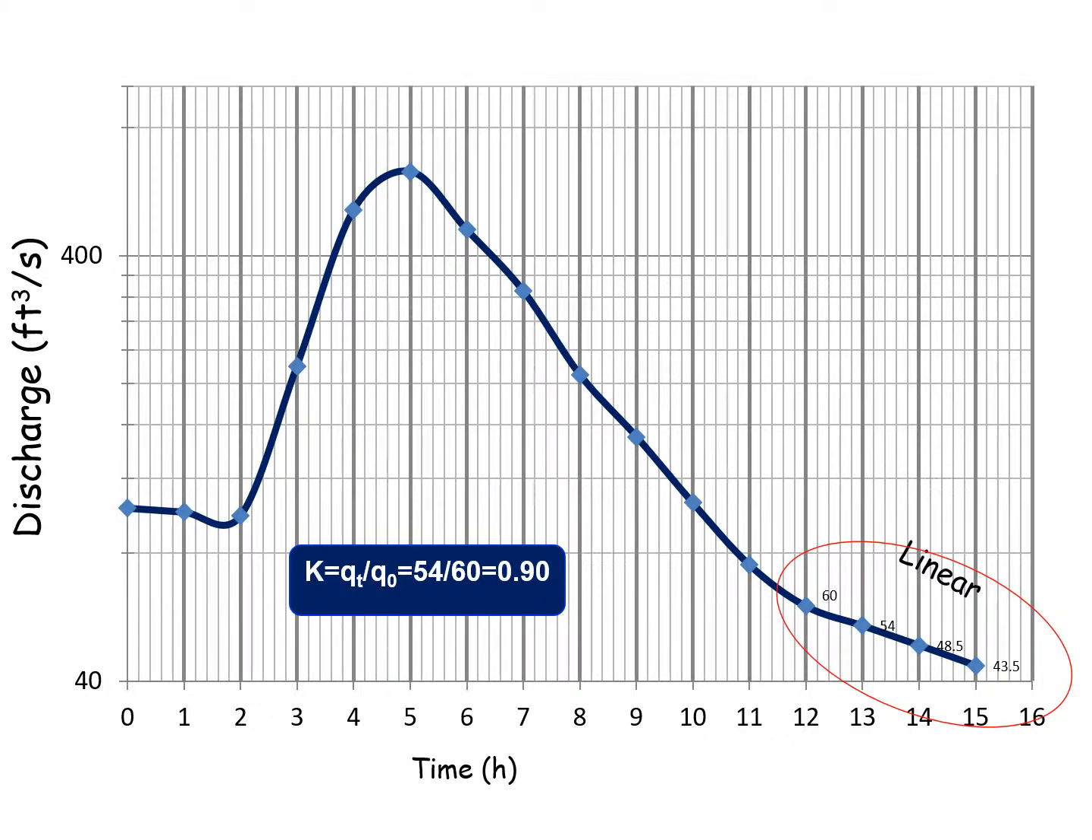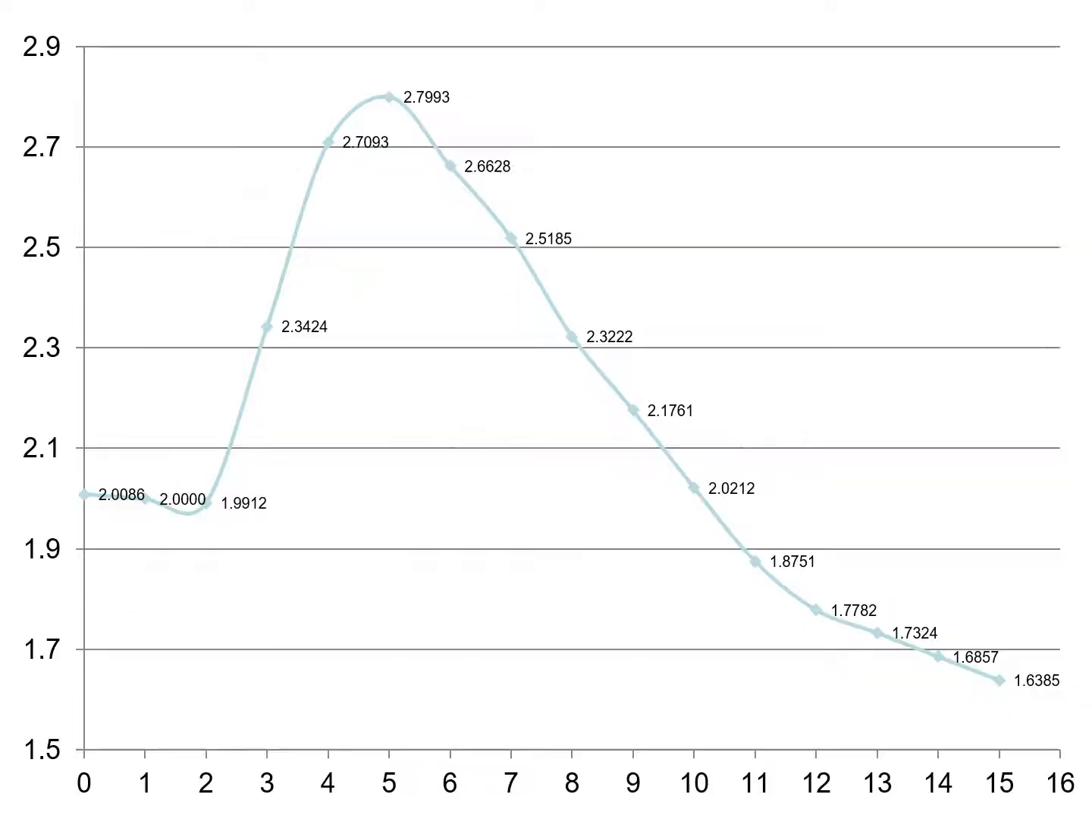K equals Q at time t over Q initial. As you see here, at time 13, the number is 54. At time 12, that number is 60. If you divide, that will be 0.9. So from 12 to 13, that's 0.9.